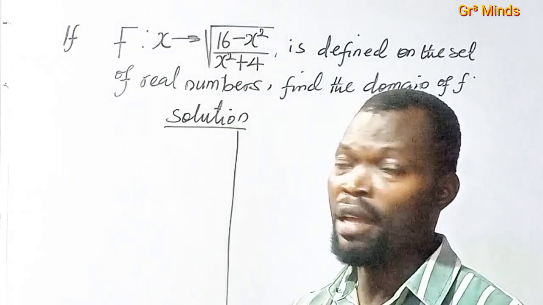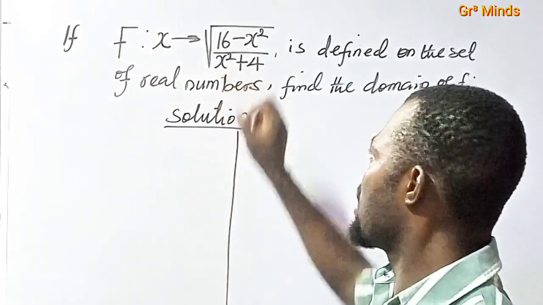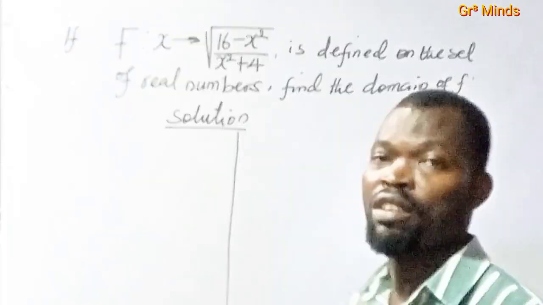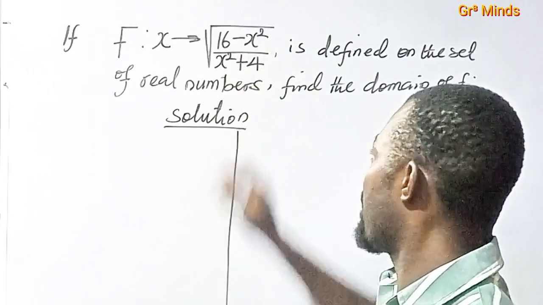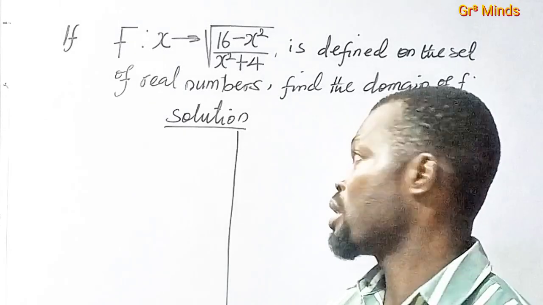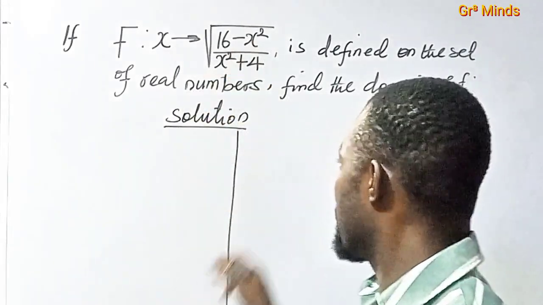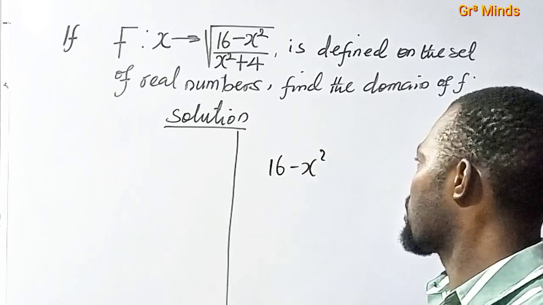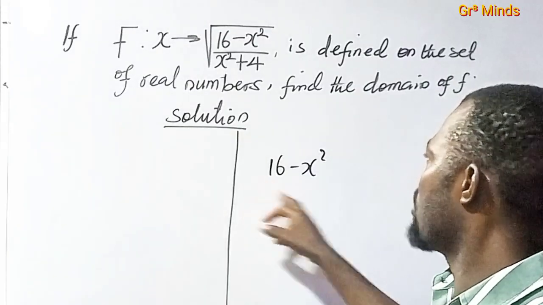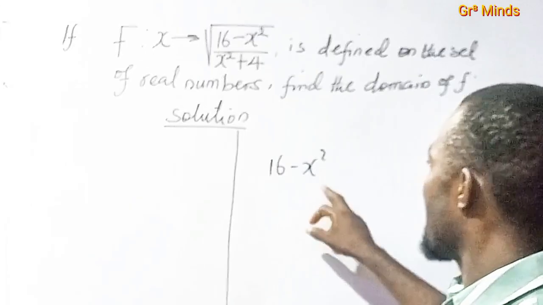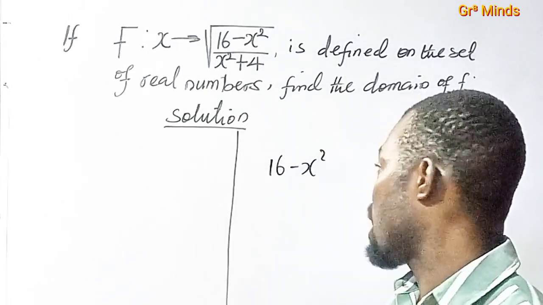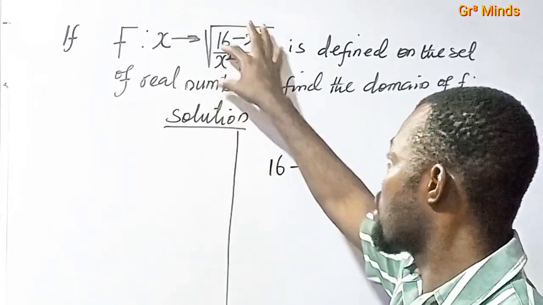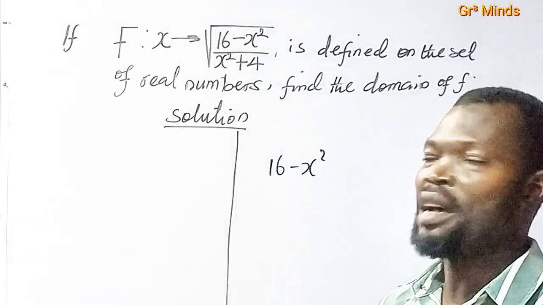this square root sign? Now, when you look at the denominator, x can take any value and it will still remain positive. But the numerator, that is where we are going to concentrate. The numerator, for example, 16 minus x squared. Now, this value becomes negative the moment x takes a value that is greater than 4. This value becomes negative. So it is going to make this function undefined.